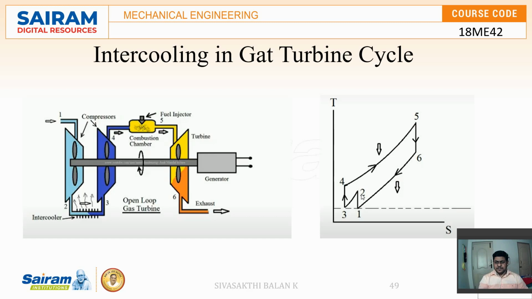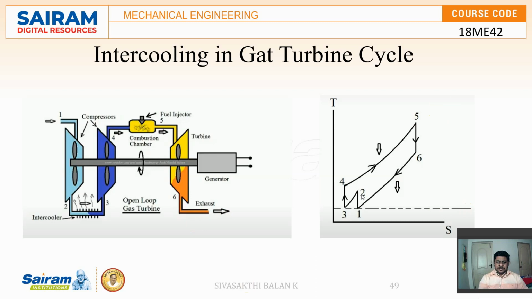Then from T5 it enters the expansion device, the turbine, where it expands to T6 and the pressure also decreases. Then it is exhausted into the atmosphere, so it comes back to the initial condition 1. This is how the TS diagram works.